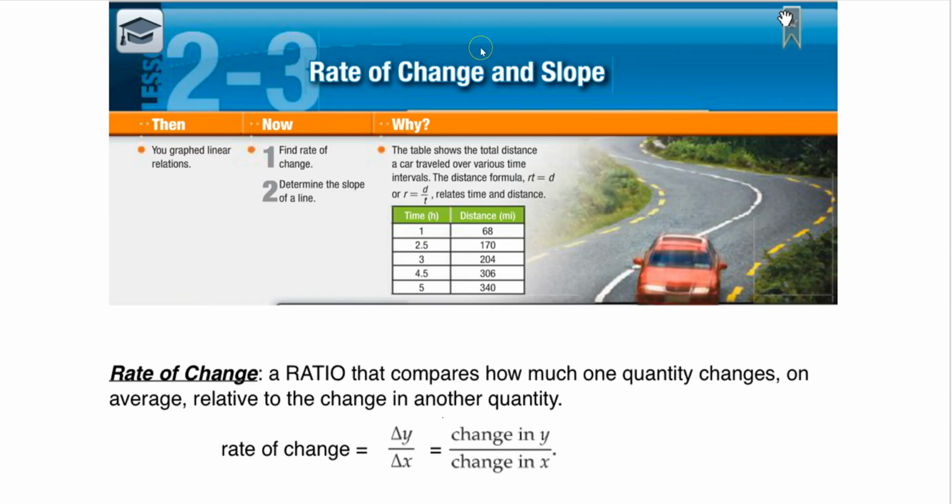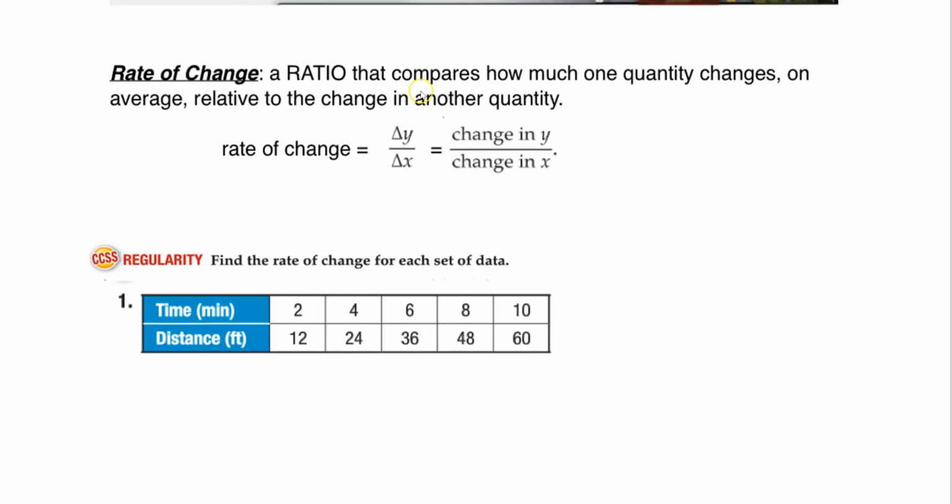2.3 Rate of change and slope. So this lesson's all about rate of change. So let's talk about rate of change and what it is. Rate of change is a ratio that compares how much one quantity changes on average to the change in another quantity. So the key word here is ratio. You should always think about it as a fraction.